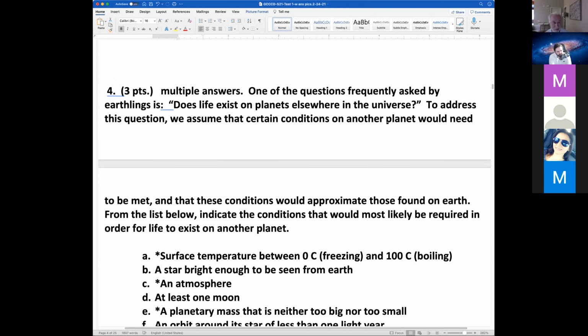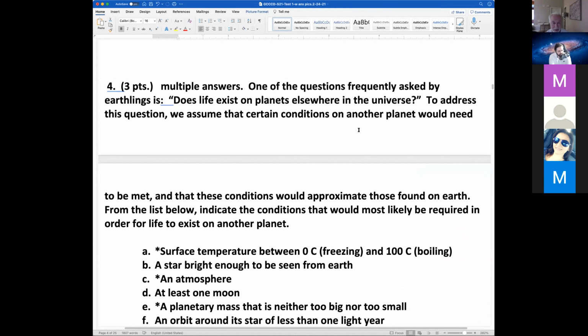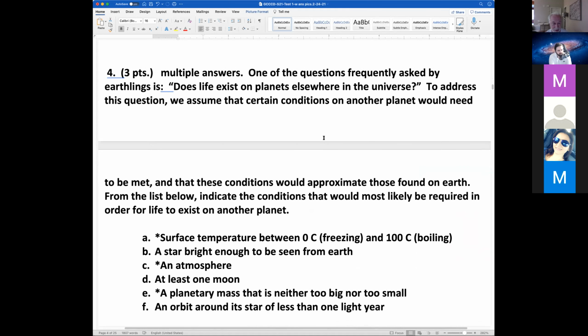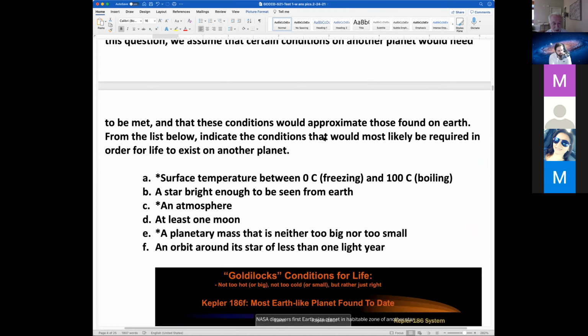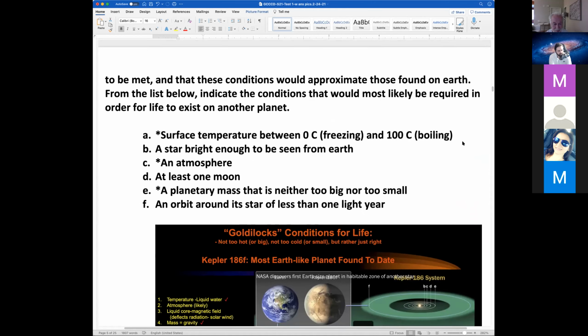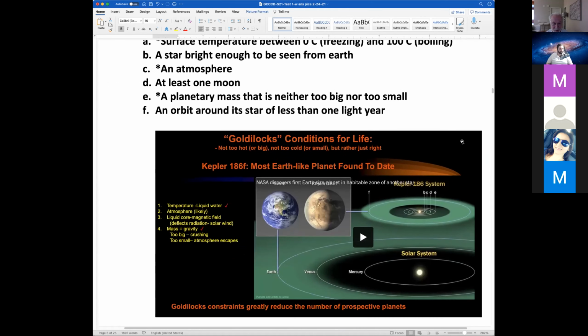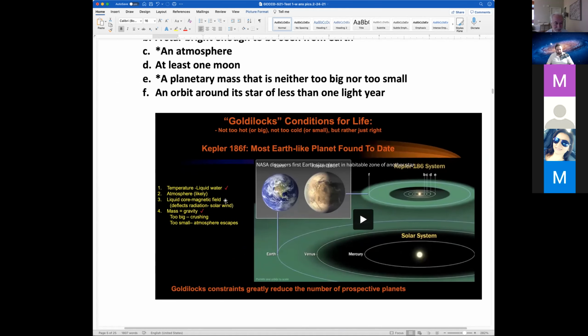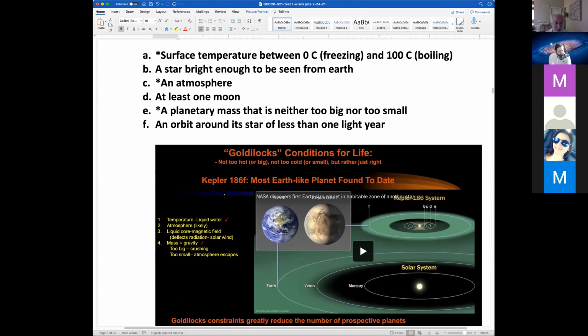Then the next question has multiple answers. Does life exist on planets elsewhere in the universe? And so I had a list of some statements that are probably true and some that probably aren't. And this came directly from this slide. The so-called Goldilocks conditions.